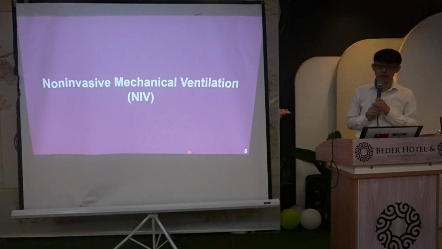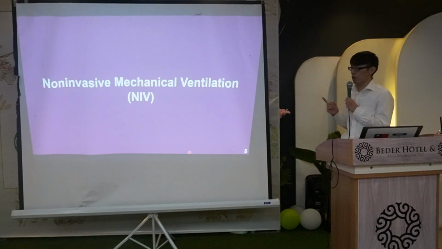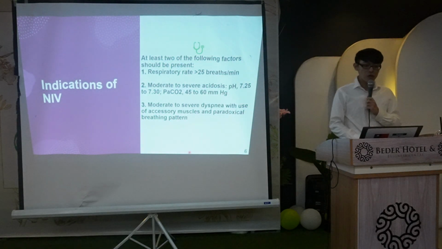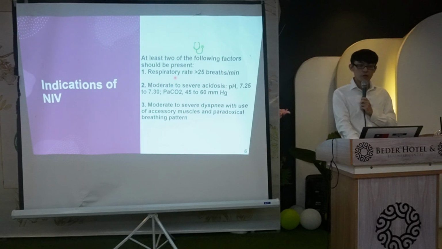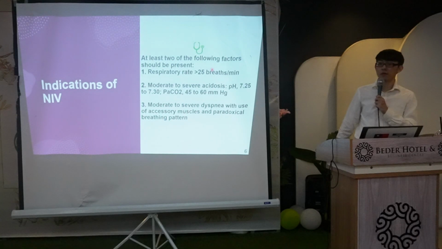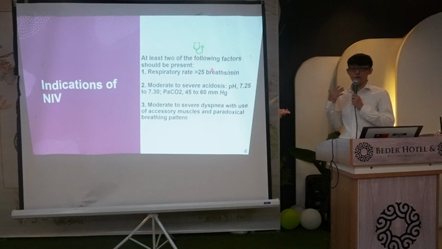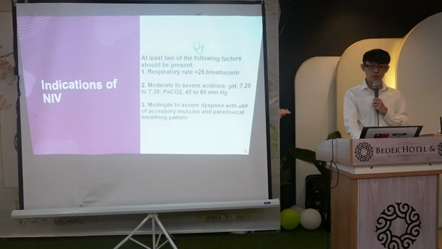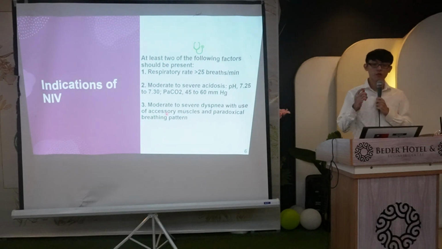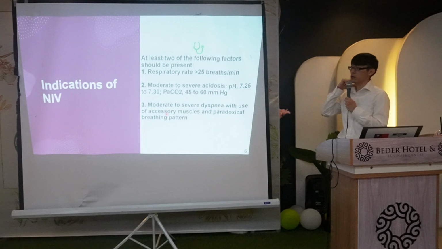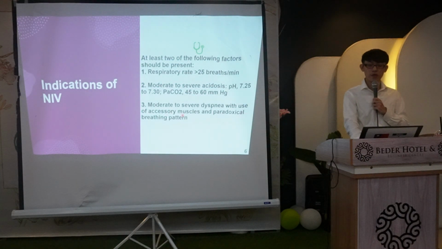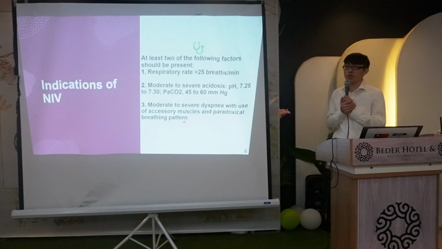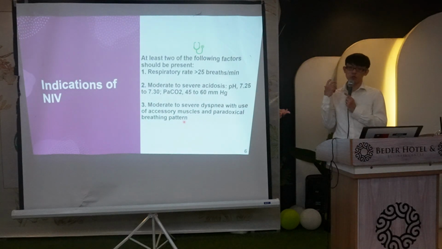We focus on the first part, non-invasive mechanical ventilation, or NIV. The first topic is the indication for NIV, and these are some criteria. You can see that a respiratory rate increased to about 25 means the patient may have some problem with increased work of breathing. We can also look at moderate to severe dyspnea with accessory muscle and neck muscle use, and some irregular breathing pattern. So increased work of breathing is one of the indications to use NIV, using positive pressure to support the patient.